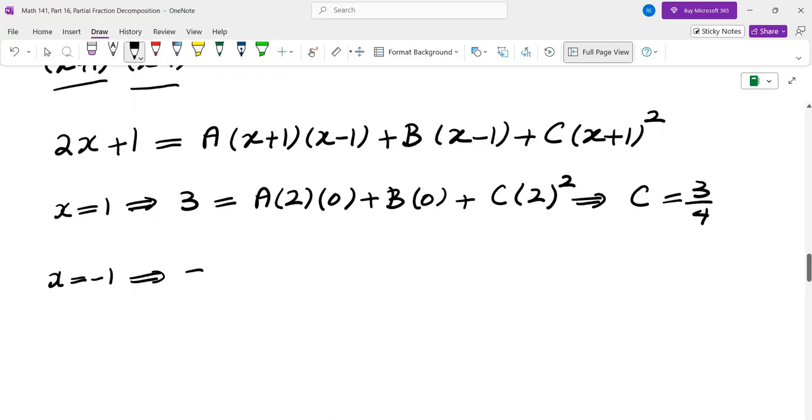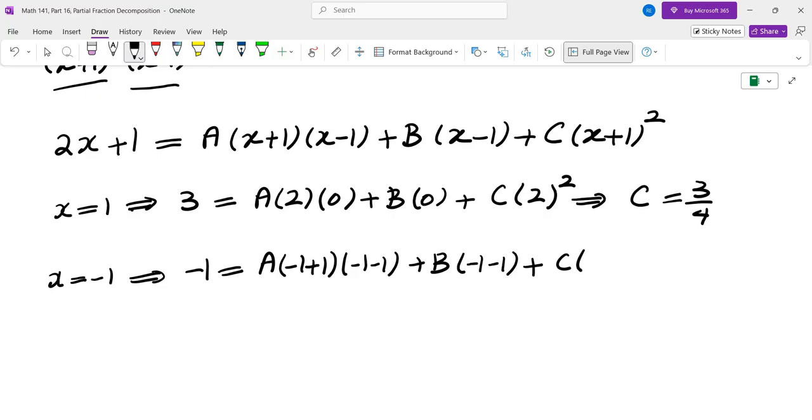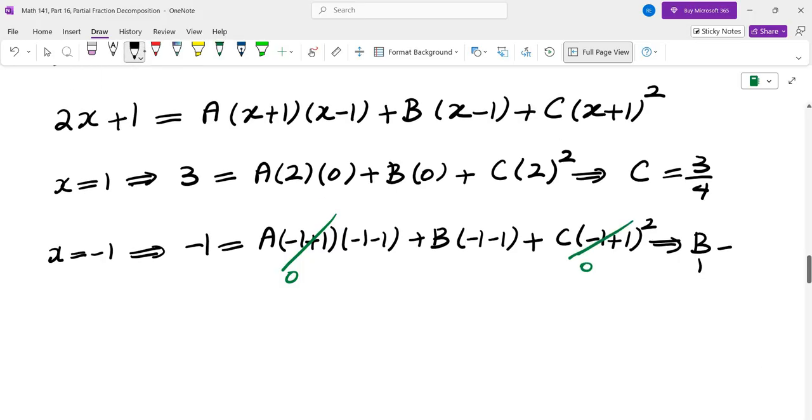We get negative 1 on the left, 2 times negative 1 plus 1, a times negative 1 plus 1, negative 1 minus 1 plus b times negative 1 minus 1 plus c times negative 1 plus 1 squared. So the a term, this is 0. This is also going to be 0. So we get b is equal to 1/2. So from here we got b and c.